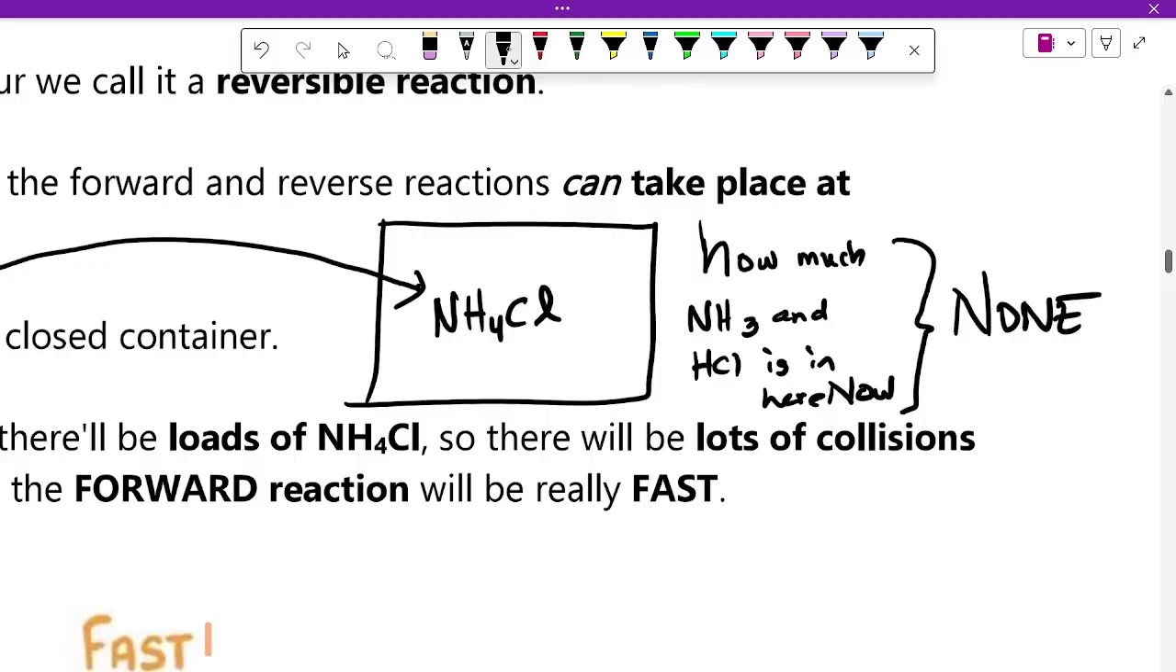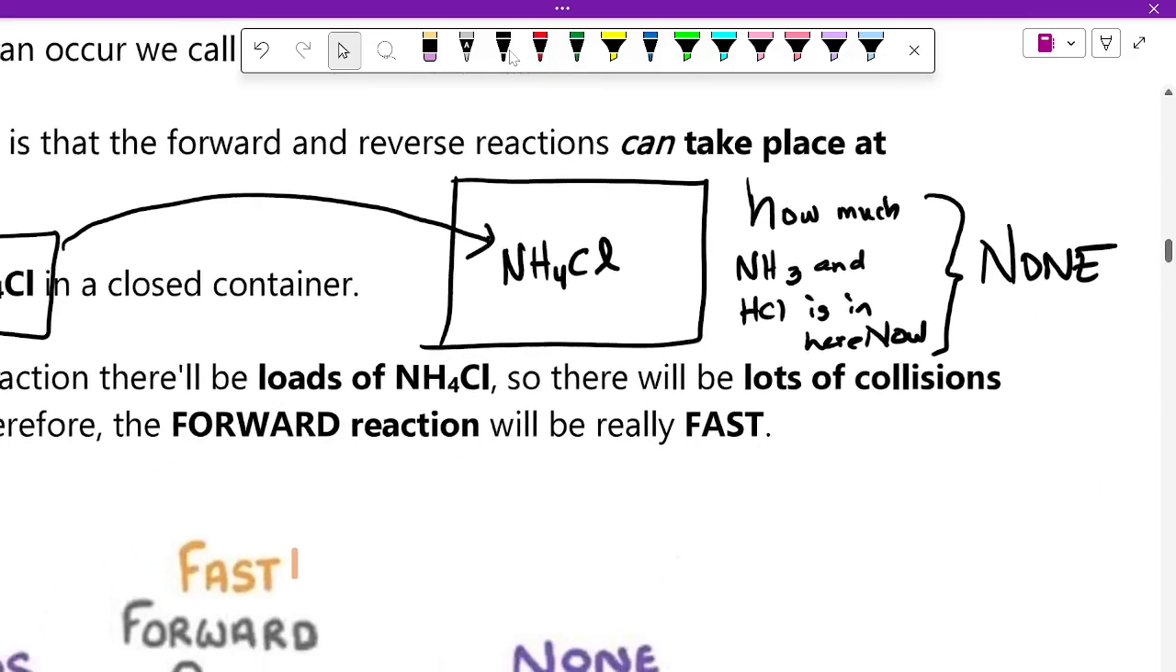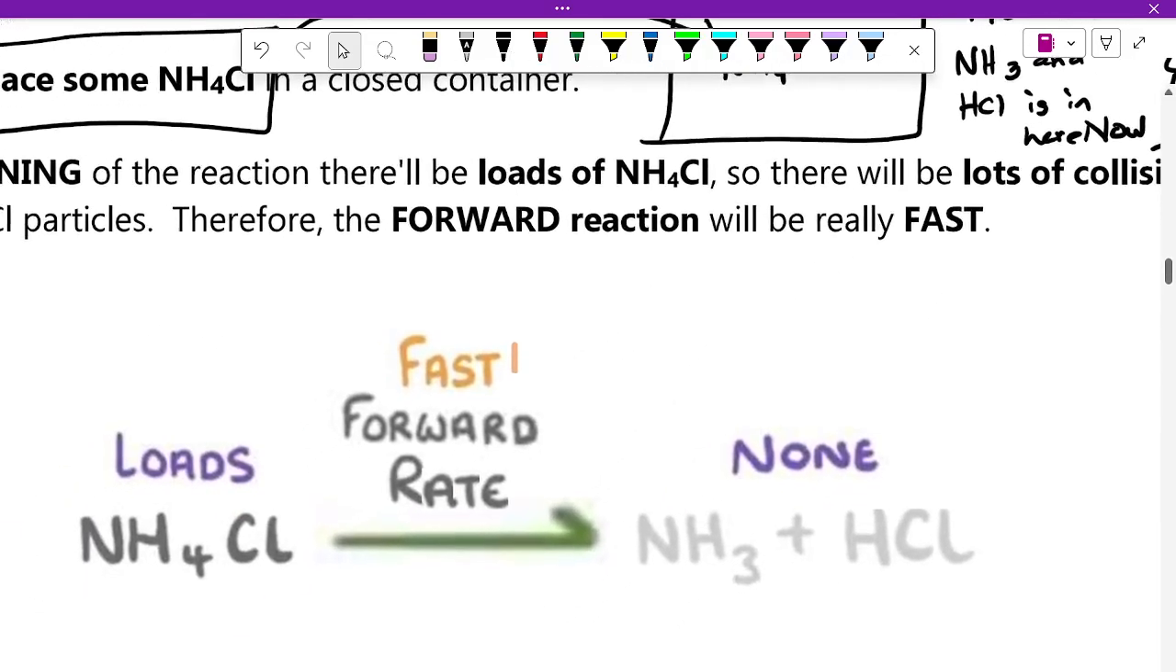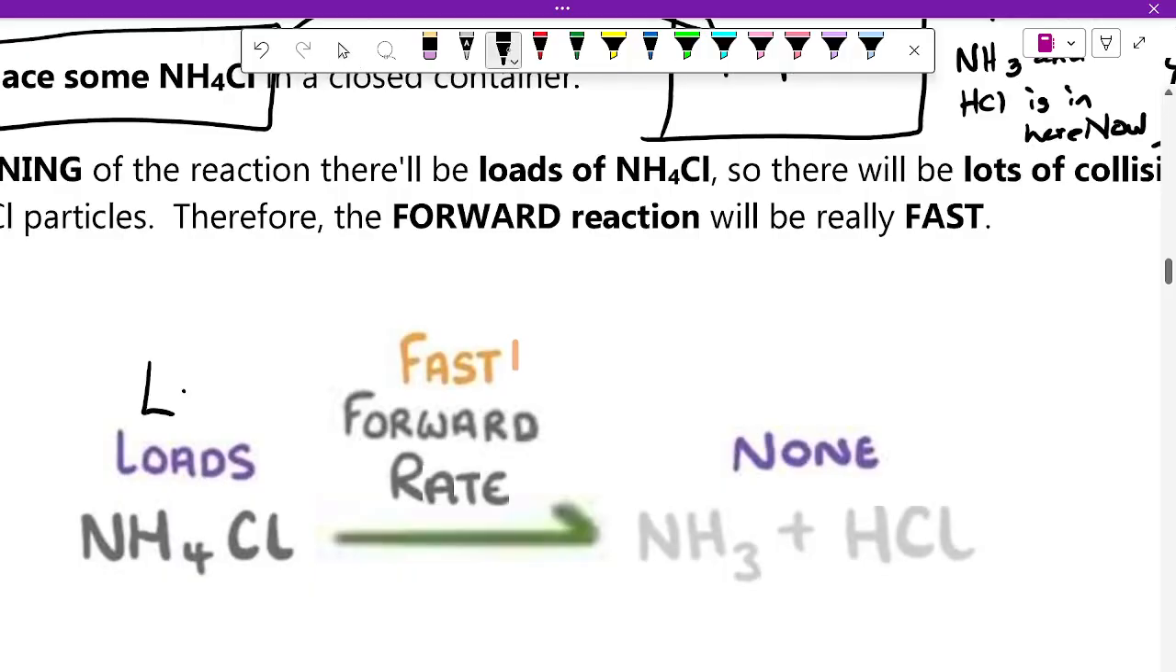Okay, so I threw some into the container of the NH4Cl. There's none of the other stuff because it hasn't reacted yet, and I'm flinging my glasses all over the place. Goodness me. So we have lots of NH4Cl. Lots. If you don't like the word loads, loads is kind of a British term. They like saying that. So the forward rate is fast because we have lots of reactant particles colliding.